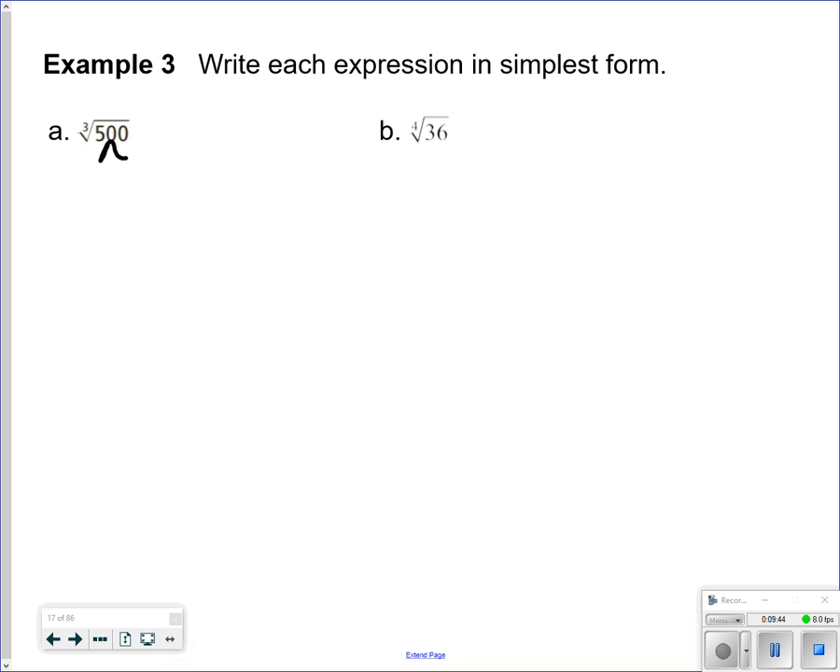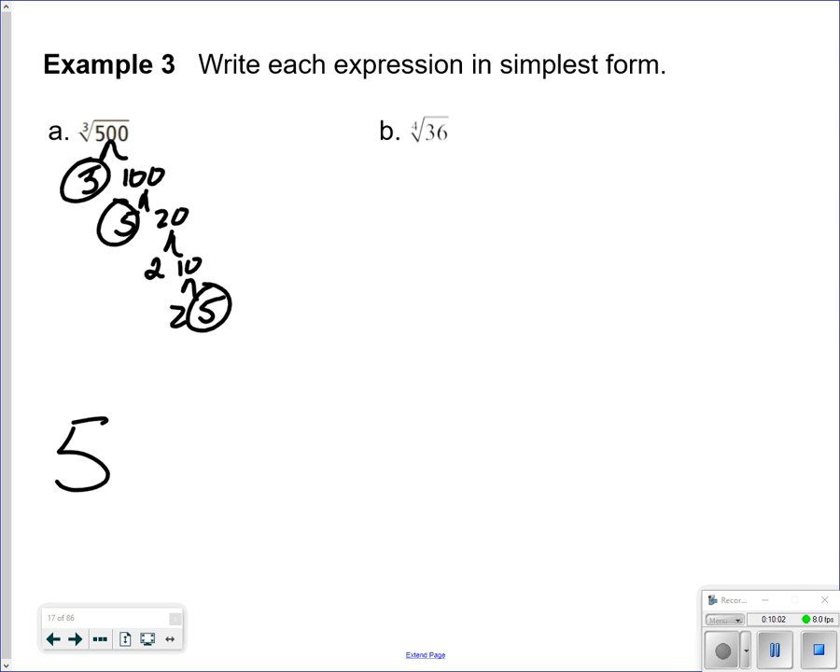So I want to break this down. 5 times 100, which is 5 times 20, which is 2 times 10, which is 2 times 5. Now, I need cube roots. Cube root means 3 of a kind. So there are 3 5s. They get to come out. And there are 2 that, there's not enough. There's not enough 2s to get a cube root. So cube root of 2 times 2 would be 4.